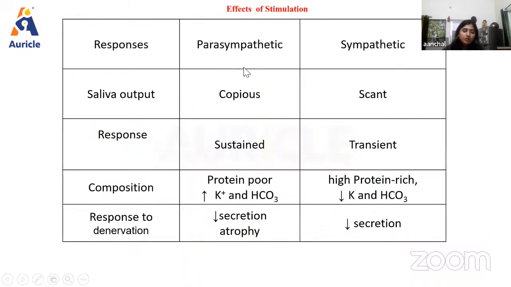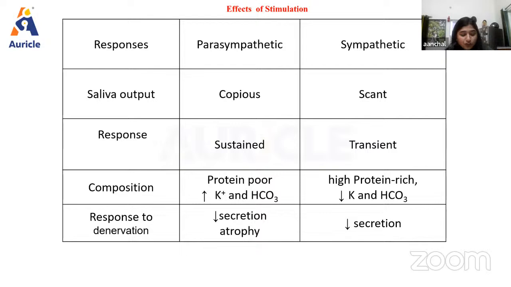Okay, now let's talk about the effect of stimulation. Before talking about the effect of stimulation, we should know the control of salivary secretion, meaning how the control of salivary secretions can be done. Saliva production is unique, in that it is increased by both parasympathetic as well as sympathetic activity.